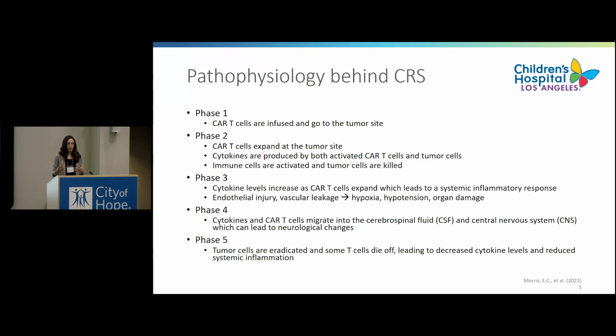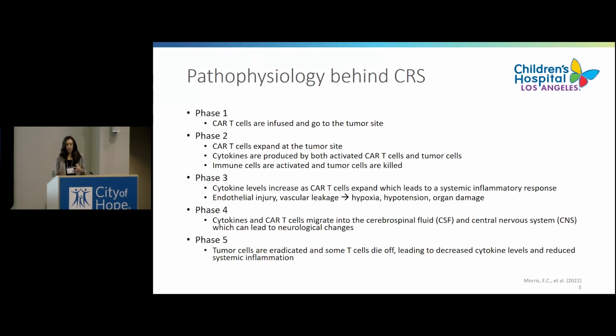This is when you start to see that hypoxia develop, hypotension, potential organ damage. That's really a result of endothelial injury and vascular leakage that starts to occur with all of the inflammation that's happening. Phase 4 is when your cytokines and your CAR T cells start to migrate into your CSF and your central nervous system. This can lead to neurological changes. You may or may not see this in your patients, and this can happen with or without an actual CRS process preceding it.